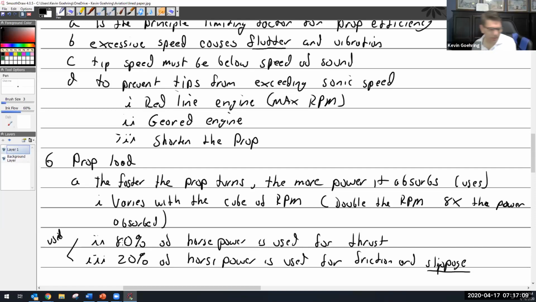So then this would line up with the total output of the engine. Of the total output of the engine, 80% of horsepower is used for thrust, up to, I would say, and maybe a little bit more. And then 20% is used for friction and slippage, which, remember, slippage is the difference between geometric and effective pitch.